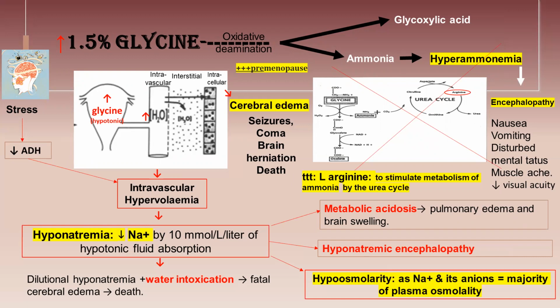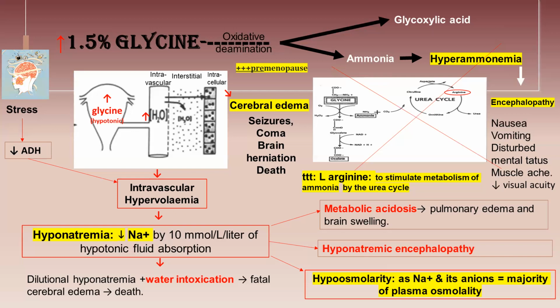of the uterine cavity. Firstly, you have to know that glycine is exposed to oxidative deamination process with the subsequent release of ammonia, and excessive ammonia in the blood can lead to hyperammonemia and hyperammonemic encephalopathy with nausea, vomiting, disturbed mental level, muscle pain, and decreased visual acuity. So this is the first serious effect of glycine on the brain, it can lead to encephalopathy.